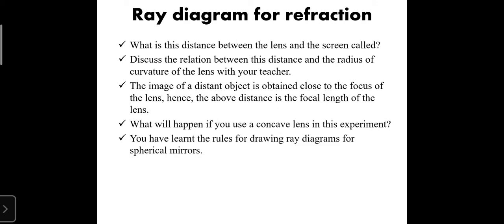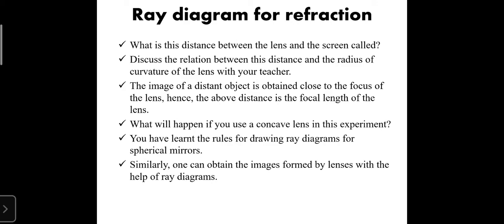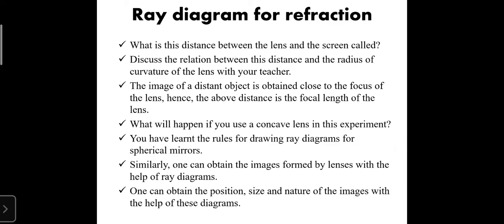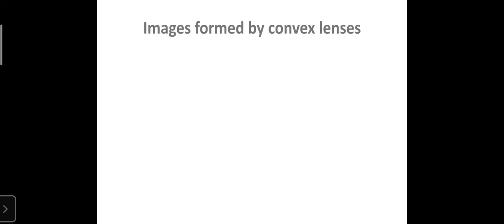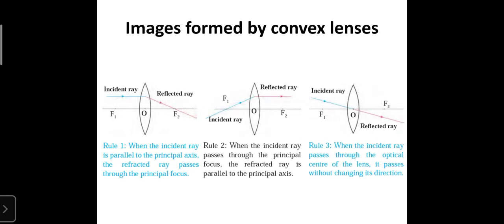Now you have learned the rules of drawing the ray diagram for a spherical mirror. Now similarly one can obtain the images for a lens with the help of ray diagrams. One can obtain the position, size and nature of the image with the help of these ray diagrams. So the first rule is, when an incident ray is parallel to the principal axis, the refracted ray passes through the principal focus.